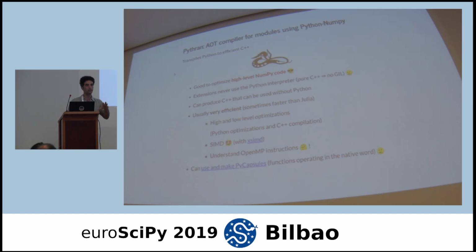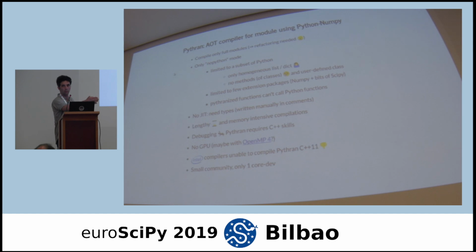And it's usually very, very efficient, because it does high-level optimization in Python, first transforming the Python code, and then low-level optimization with the C++ compiler. It uses SIMD instructions, and it understands OpenMP instructions, so we can just do OpenMP as in C++ or Fortran, so it's really cool. Many advantages. There are also disadvantages with Pythran. I won't go into this list, I don't have time. Some of them you can forget with Transonic, and there is one that remains.